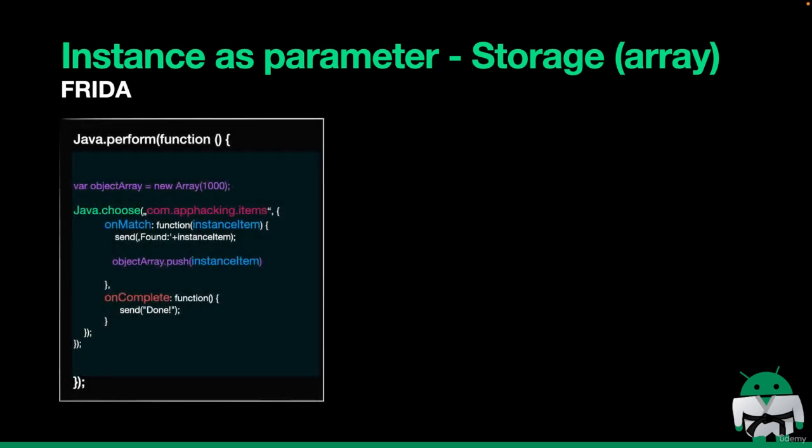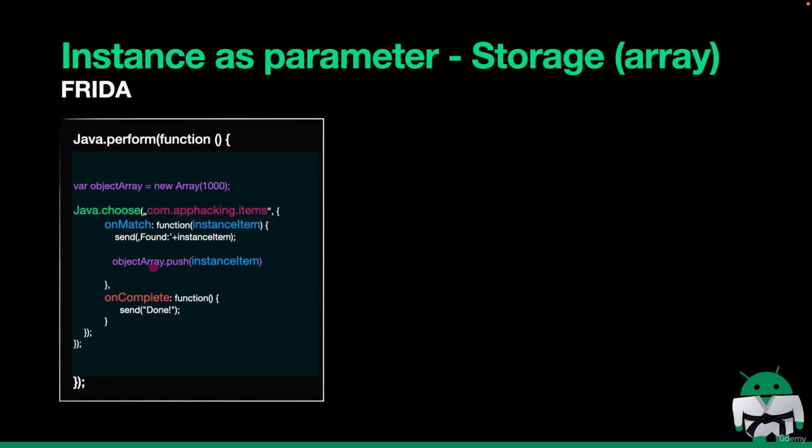On the left, we can see we are using once again Java perform, and this time we are creating a new array. This array will be used later. So first, once again, we are using Java choose and we are searching for item instances in our application. Okay, if we find one, then we store them right now in this array. So we store this address of this item in our array. And by having them in this array, we can then reuse them in our Frida code later on.